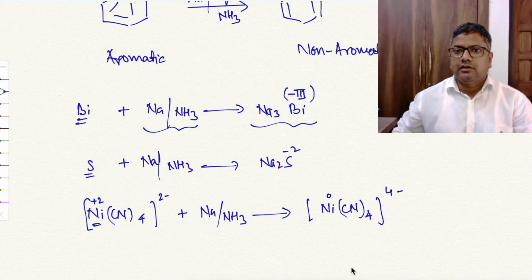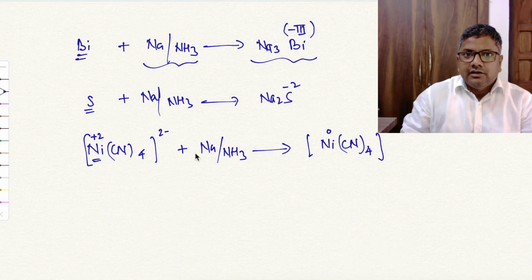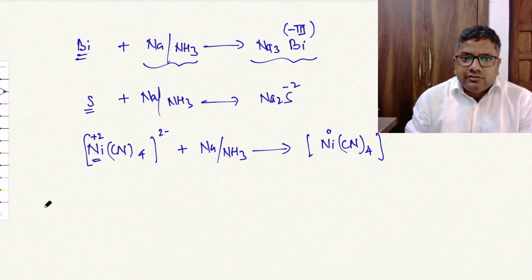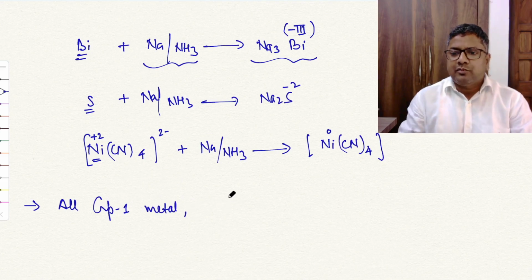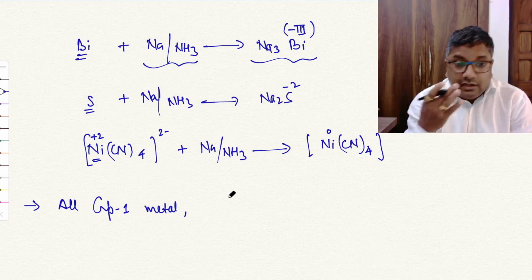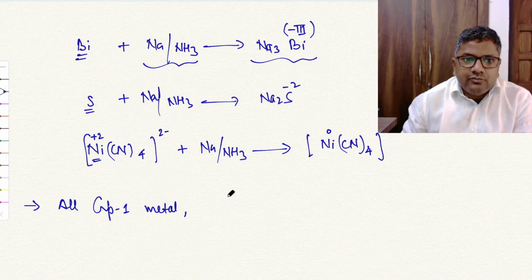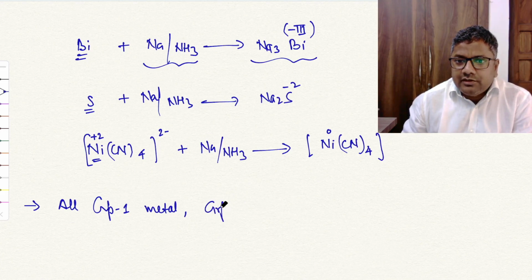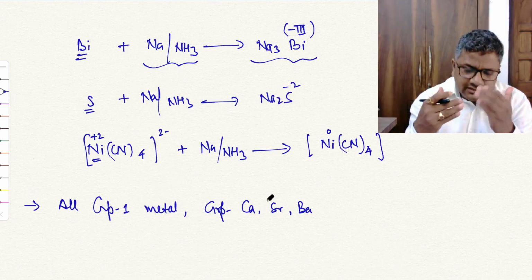Good. Now the question arises: will only first group metals show such behavior in liquid ammonia, or some others also? You can consider all group 1 metals show this property: in dilute ammonia a brilliant blue color you will observe, and with concentrated ammonia a copper bronze color you will get. In the second group you will have calcium, strontium and barium. Basically this depends on the ionization energy.